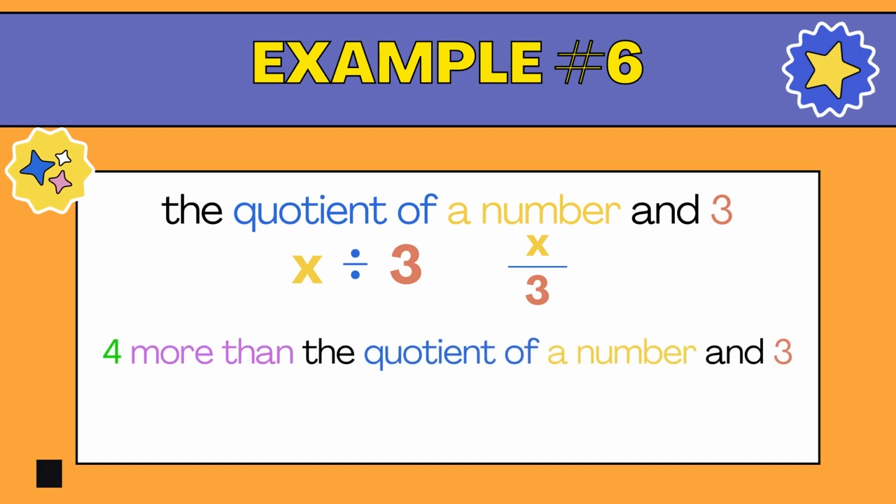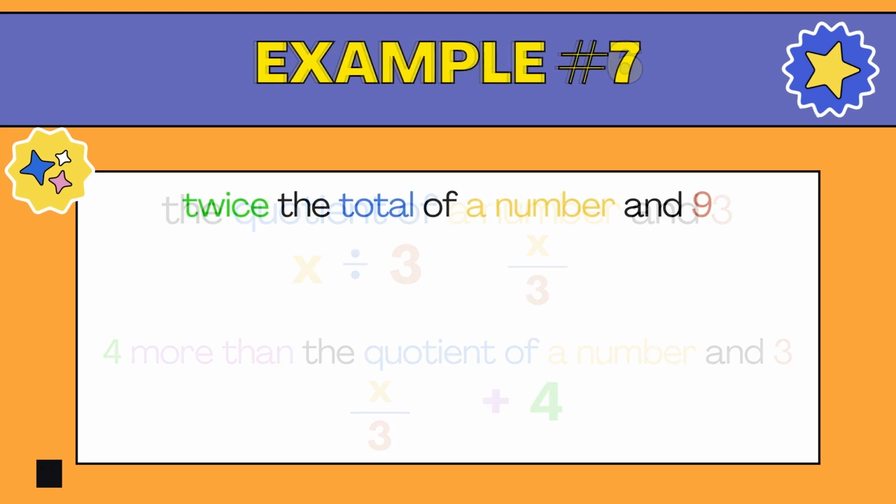Let's extend this one a bit. 4 more than the quotient of a number and 3. Remember, than is a switch word. So instead of starting with 4, we're going to have the plus 4 at the end. And we already know that the quotient of a number and 3 is represented with x over 3. So 4 more than the quotient of a number and 3 sounds really complicated, but it's not too bad. We can write it out as x over 3 plus 4.